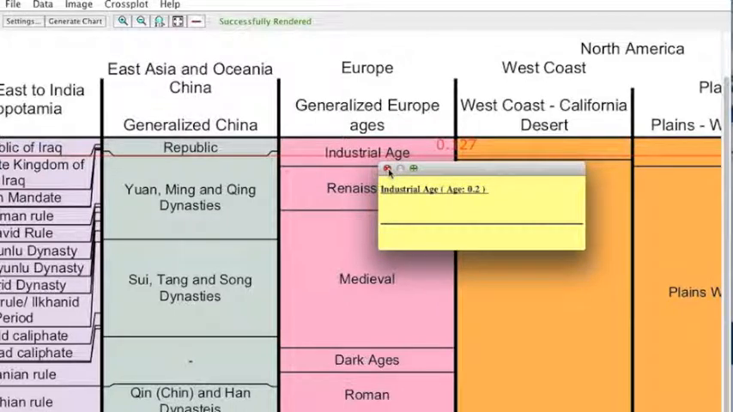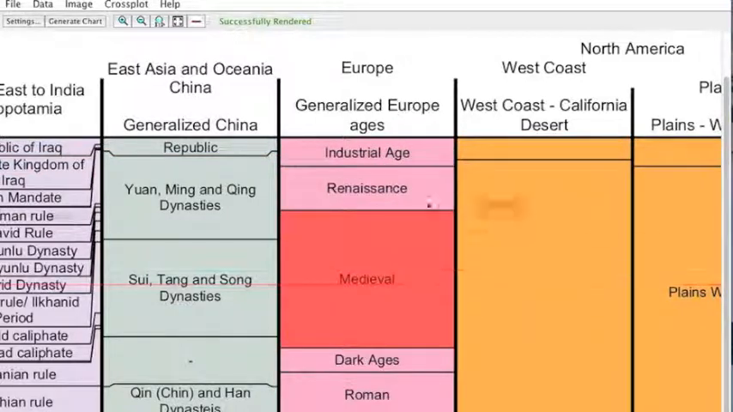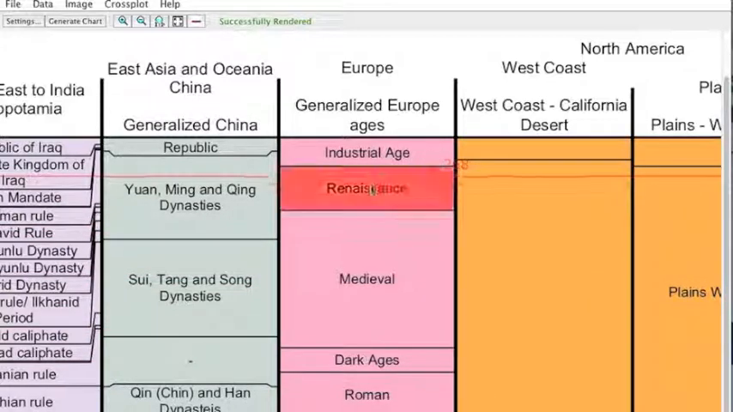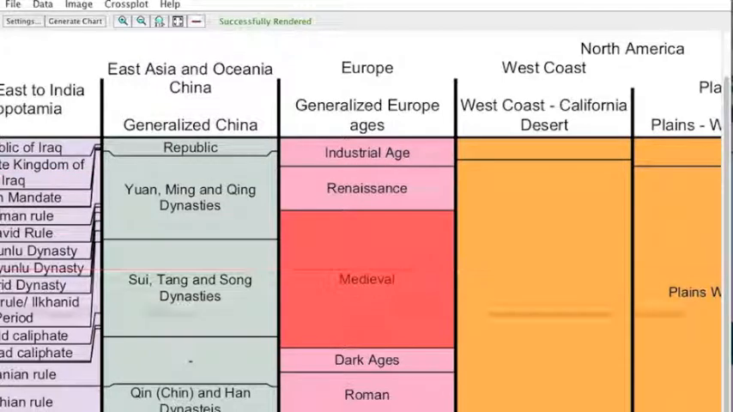Oh, we don't have any detailed information. We can add it later. So we have the Renaissance period that started from 527 years ago, and then the industrial age started at 202 years ago. So the medieval stage started 1502 years ago, and the Renaissance 1508, 527 years ago.